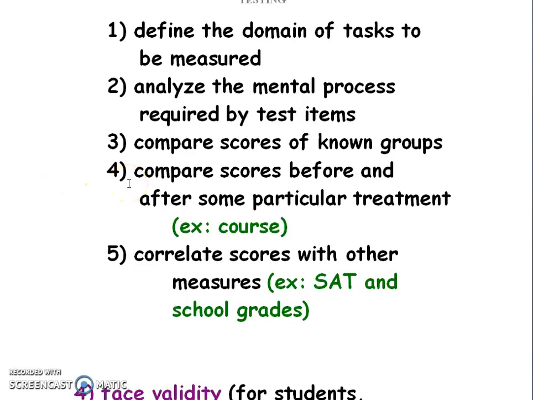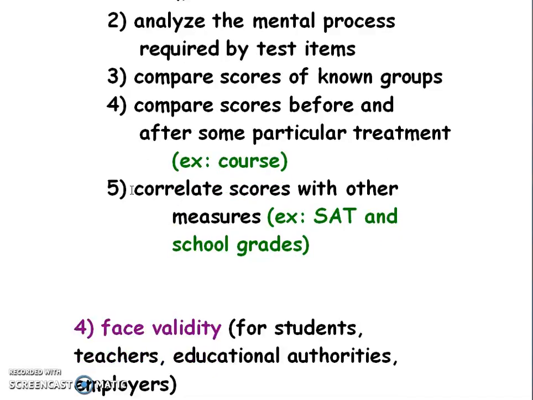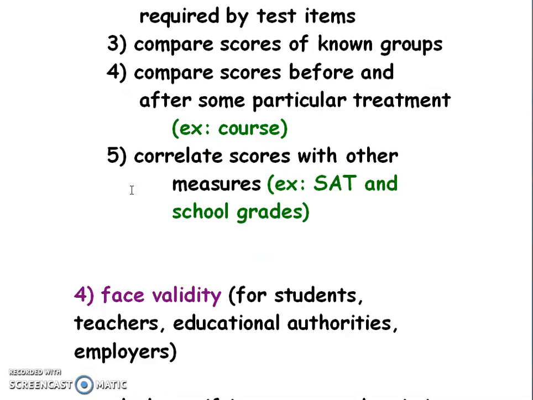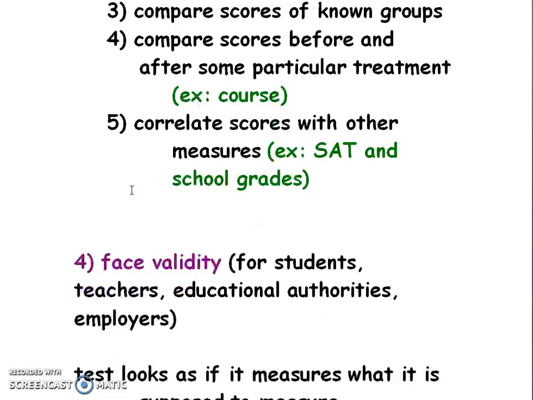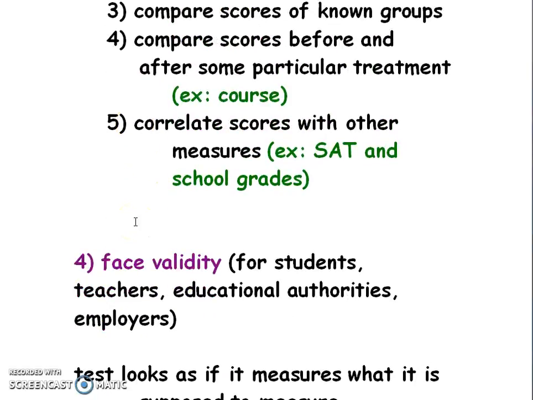Compare scores before and after some treatment. I can give them a test at the beginning of the course, another test at the end of the course. Have they improved? And another point is I can correlate scores with other measures. For example, the SAT or school grades. This is very close to reliability, which we will talk about next lesson. But for now, we say this is part of the criterion-related validity.